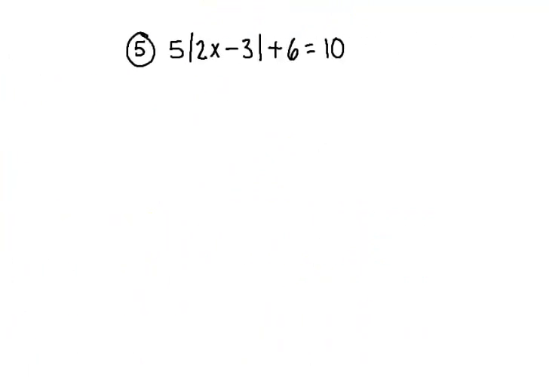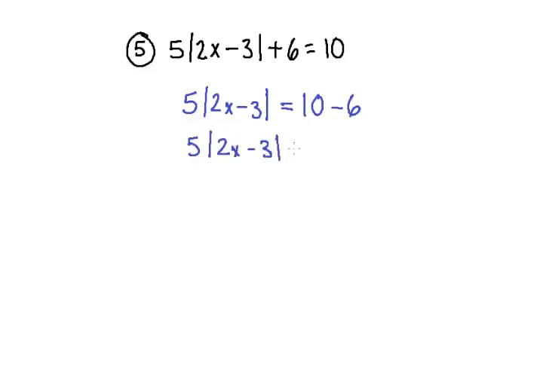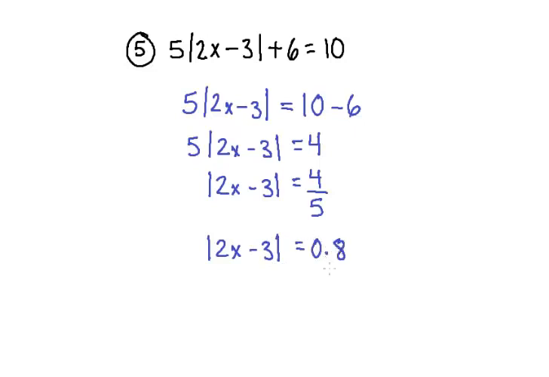There's a 5. Well, we're going to do the same thing that we did with the minus. We're going to pass it to divide. But first, we need to get rid of this plus 6. So we're going to put 5 times absolute value of 2x minus 3 equals 10 minus 6, which will be 4. Then is when we pass this 5 to divide. So it will be now absolute value of 2x minus 3 equals 4 divided by 5. 4 divided by 5 will give us an answer of 0.8.